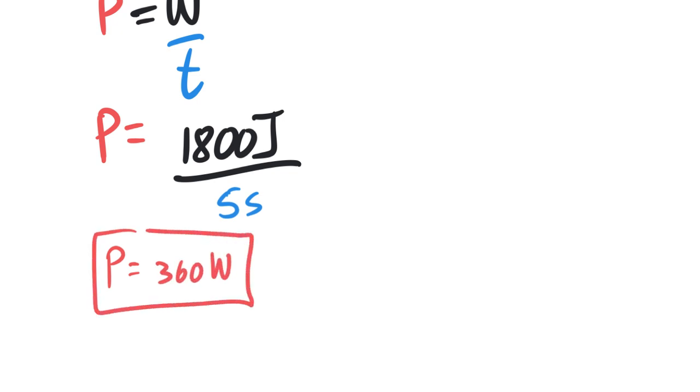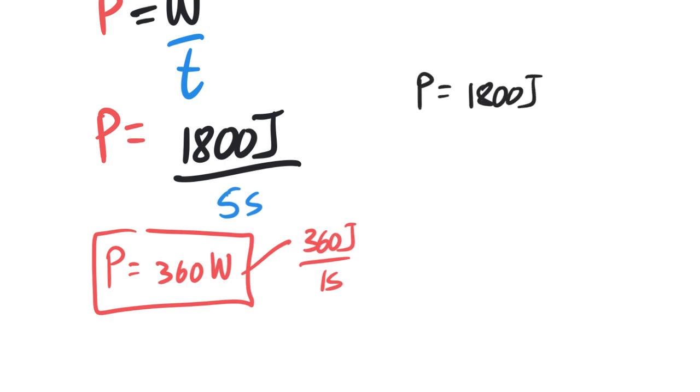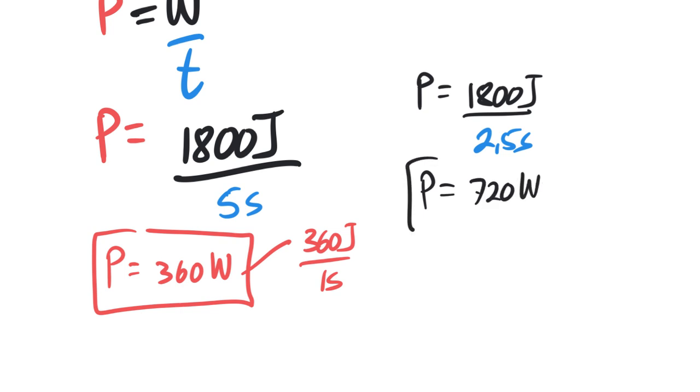Now, what does that mean? Well, that means 360 joules for every 1 second that he runs up those stairs. Now, what if he were to have done the same thing, 1,800 joules of work done, but he were to have done it in 2.5 seconds? So the boy would have had to run up the stairs faster. Well, what is 1,800 divided by 2.5? Well, now we get that the power output of the boy is 720 watts.